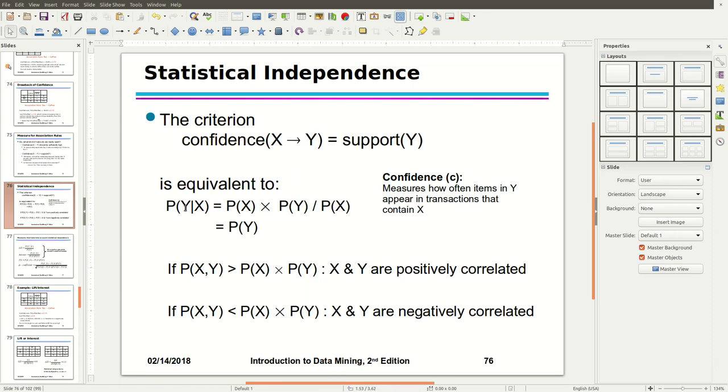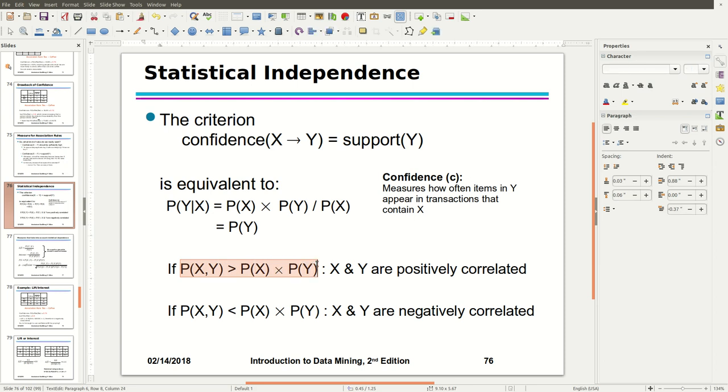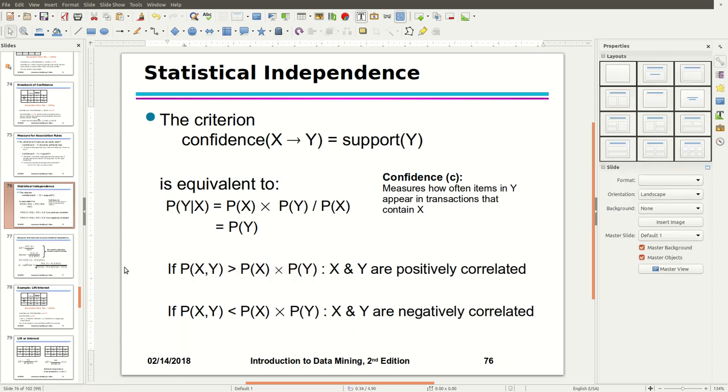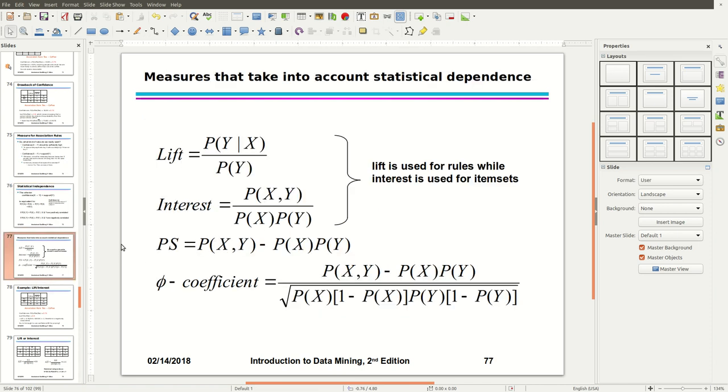So when we have this relationship, probability of X times probability of Y is equal to probability of XY as a joint distribution, then we are assuming statistical independence. But if they are correlated, then they can be either positively correlated or negatively correlated. So that is two possibilities. If it is positively correlated, then it should be greater. If it is less, then it is negatively correlated. So keep this in mind.